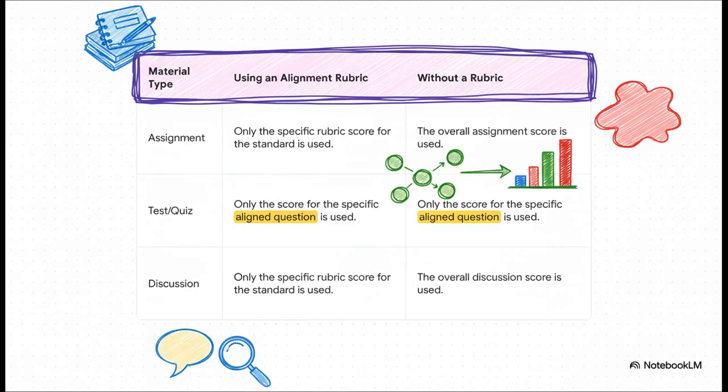So you might be wondering, okay, but how does Schoology know which score to use? Well, it's pretty smart about it. If you use a rubric and grade a standard on its own, it uses that specific score. For a quiz, it'll pull the score from just the individual question you aligned. And if you don't use a rubric on, say, an assignment or discussion, it'll just use the overall score. It makes sure the data feeding that report is always the most relevant it can be.